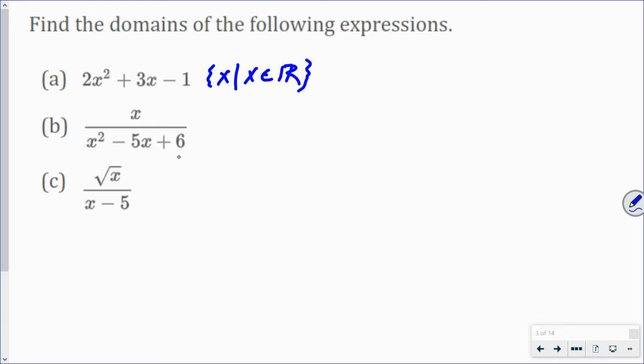Here, remember the bottom cannot equal 0. I don't care about the top right now because it's just x and that's fine, but the bottom cannot equal 0.